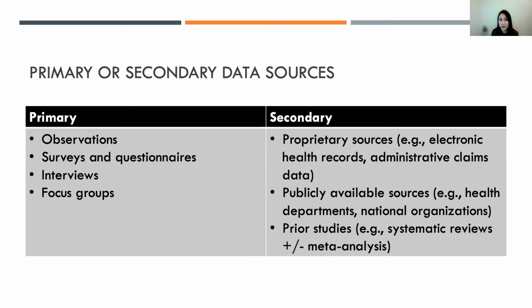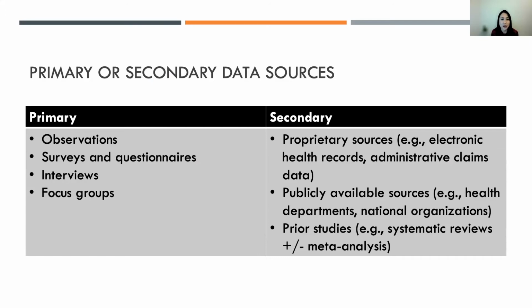And then once you have that in mind, you want to consider, okay, what data source do I want to use, a primary or a secondary data source? And there are examples in this table here that you can see of primary data sources and then secondary data sources. So on the left, primary would be things like observations that you make yourself, surveys and questionnaires, so some more qualitative types of data here, interviews, as well as focus groups.